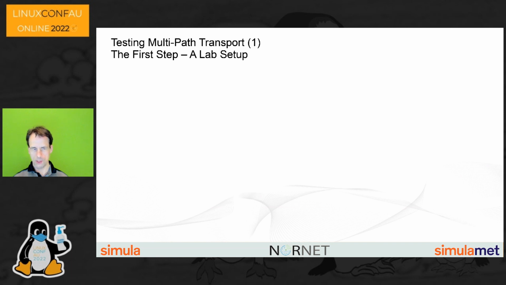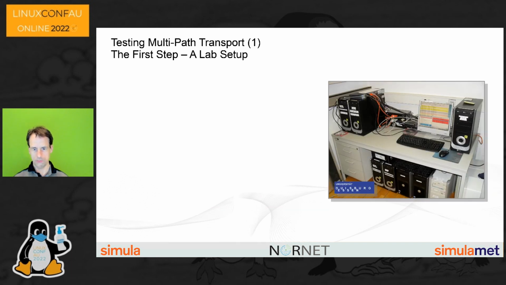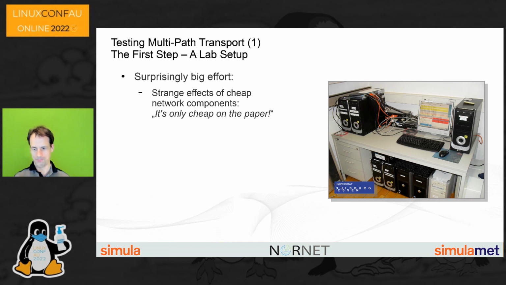Well, years ago, I worked for a university in Germany at the University of Duisburg-Essen. And my colleague and I wanted to do research on multipath transport, particularly with CMT SCTP, but also with MPTCP. So we asked our sysadmin to give us hardware. We had some old PCs, some old switches, a lot of cables, and some network cards. We put everything together, and obviously it did not work.